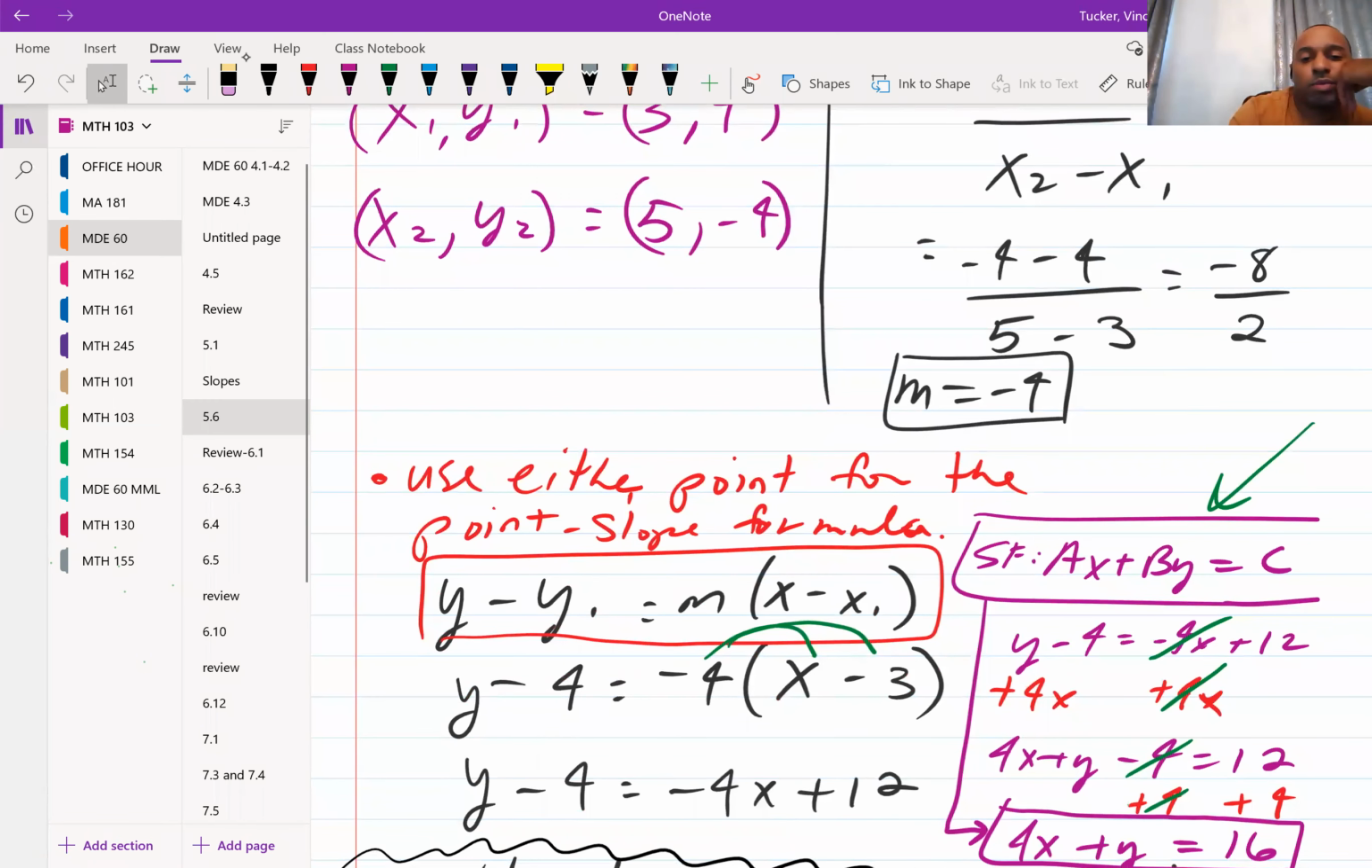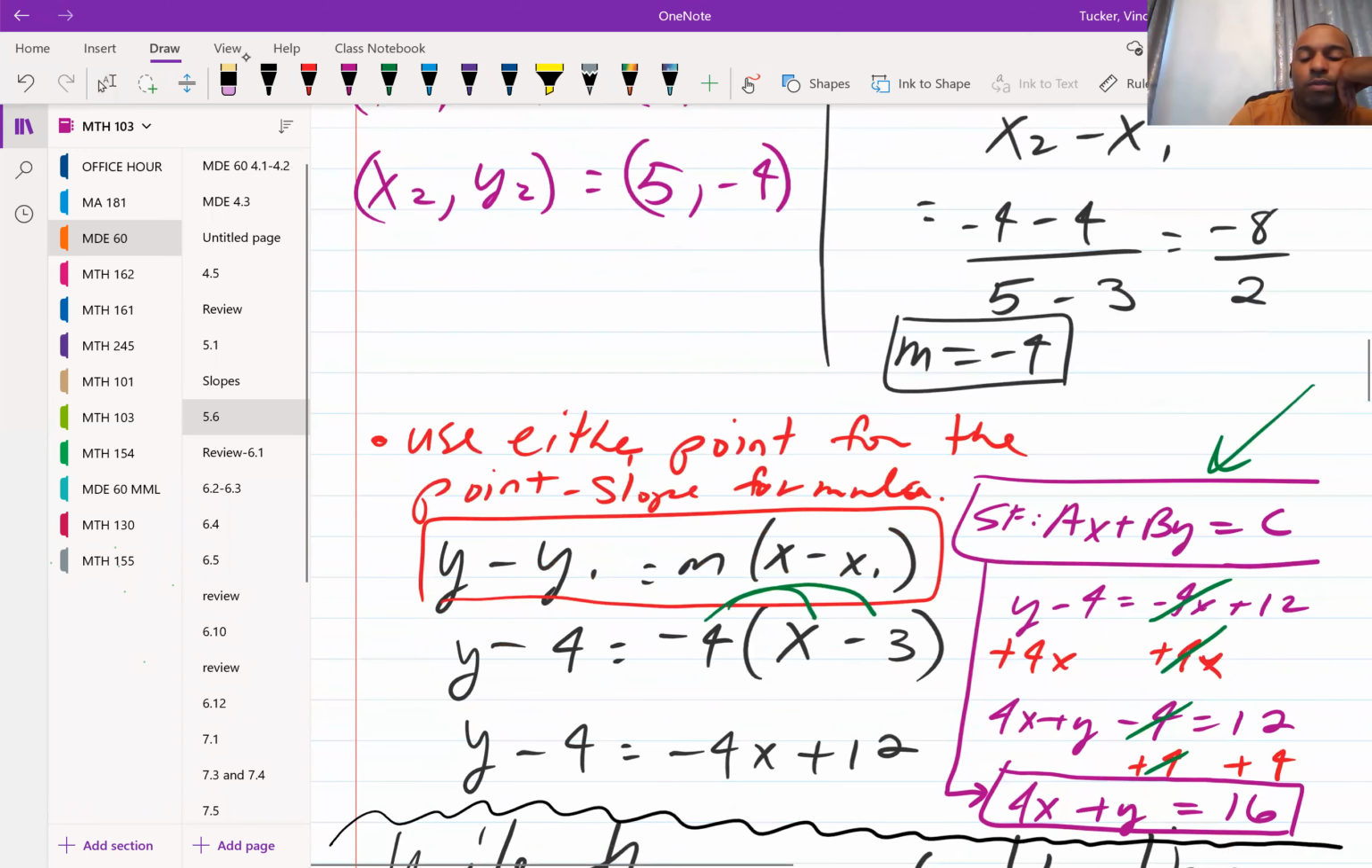So y minus y1 equal to m times x minus x1. We have our slope, which is -4. And like I said, I use (3, 4) for x1, y1, substituted in accordingly right here. So it's y minus 4 equal to -4 times x minus 3. Distribute that -4, that'll be -4x plus 12.